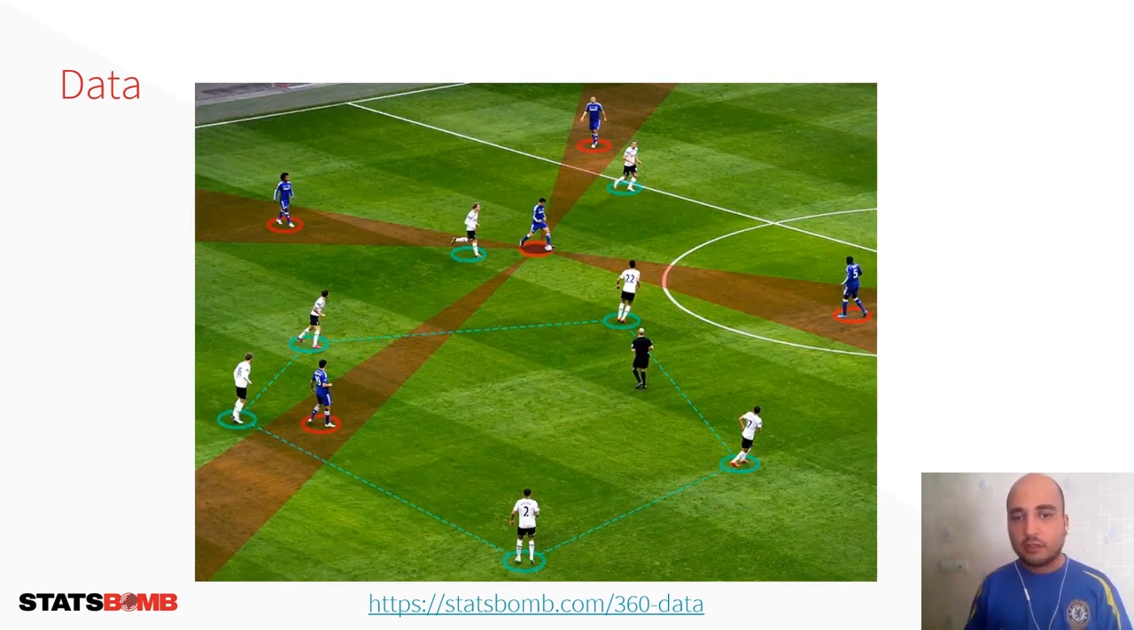We also have another data set, the 360, basically their new data set of StatsBomb. And we have access to all players that are visible on the camera frame. And it provides basically more information, and also it's, let's say, an enriched event data compared to what we had before.